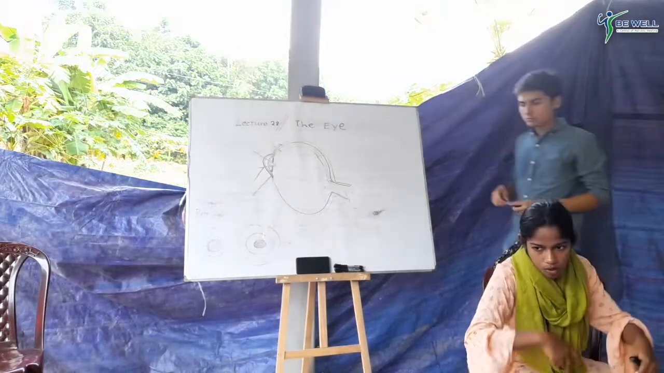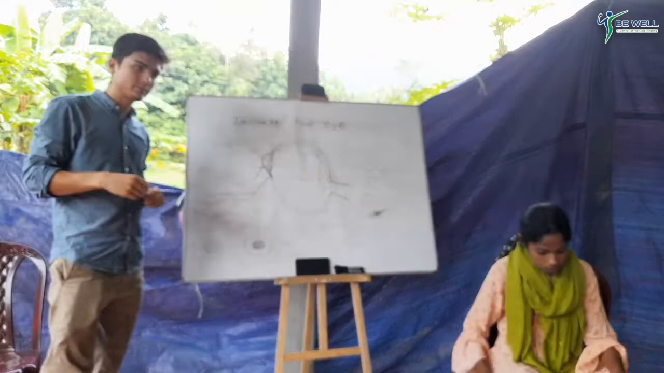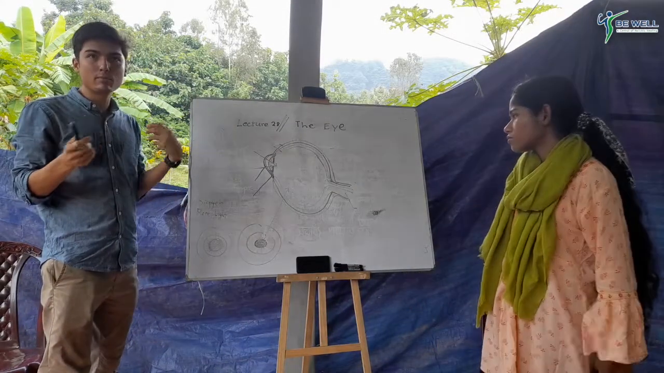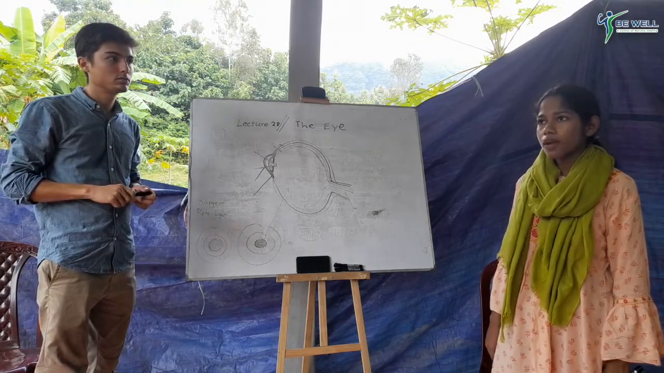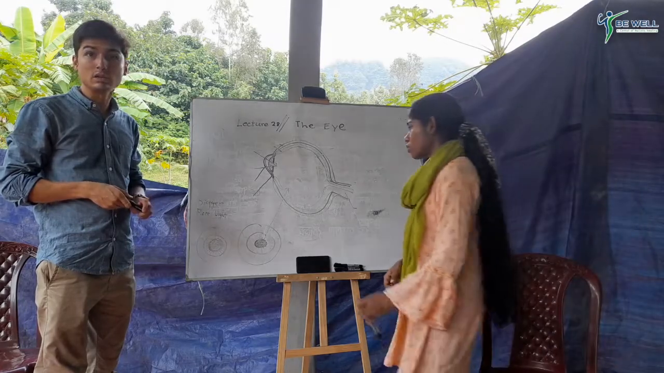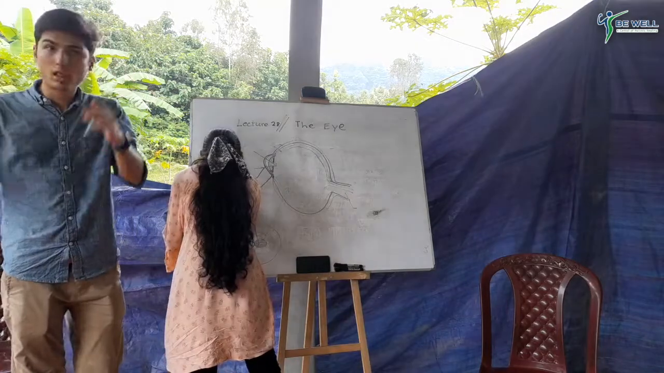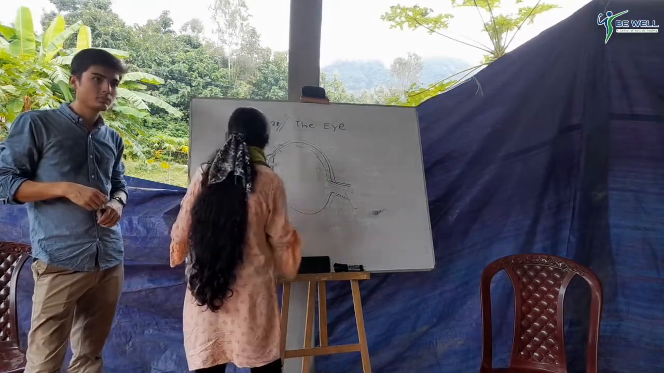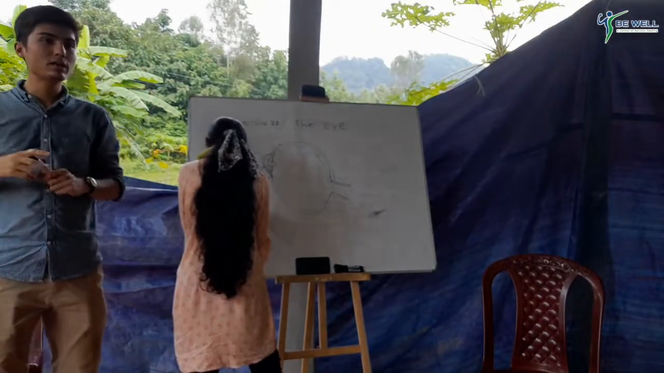Now, when you're trying to see things at night, does the eye need to let in more light or less light? More. Exactly, more light. Because there's less light available.